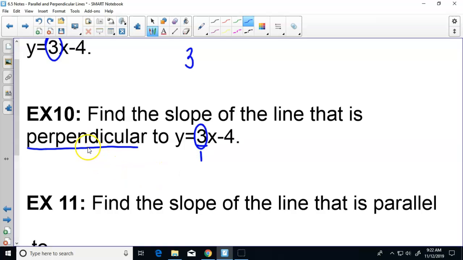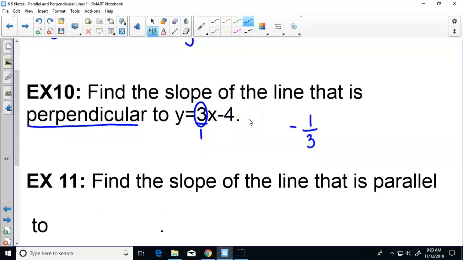Okay? Because for perpendicular, our slopes are opposite reciprocals. So we've got to flip it and change the sign. So if it's not a fraction, go ahead and make it a fraction by putting it over 1. And then to get the slope, we have to have the reciprocal, which means we're going to flip it and make it 1 over 3. And we have to have opposite signs. So since this is positive, we need a negative. So we'll have negative 1 over 3. Okay? Questions?